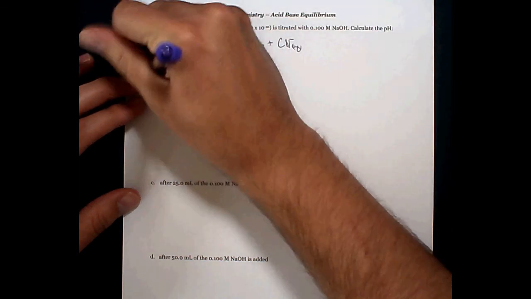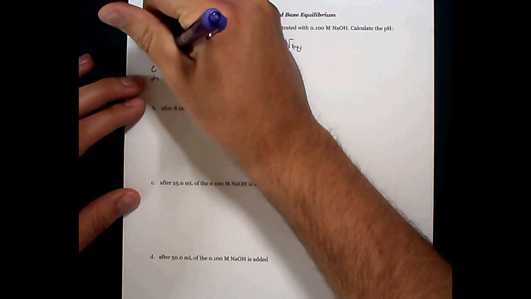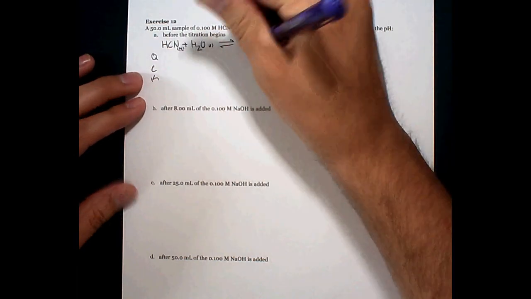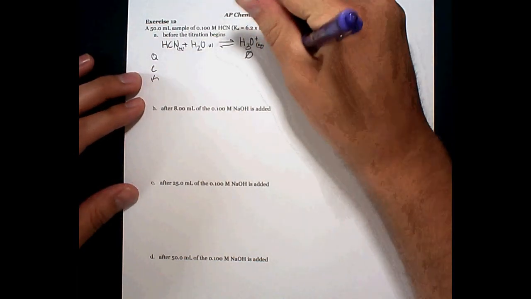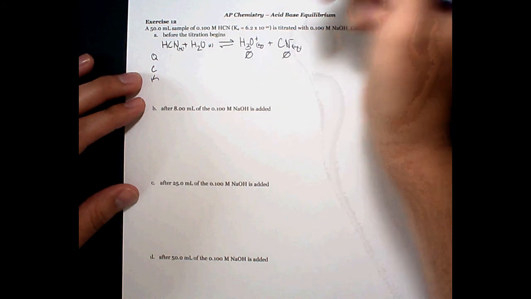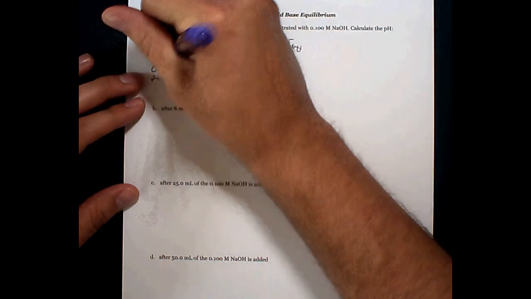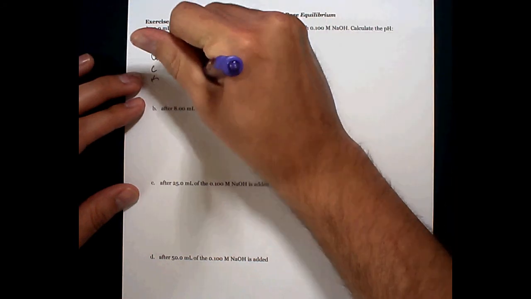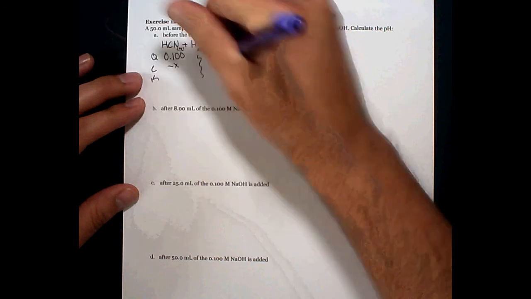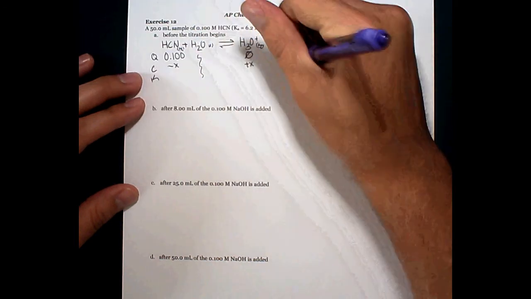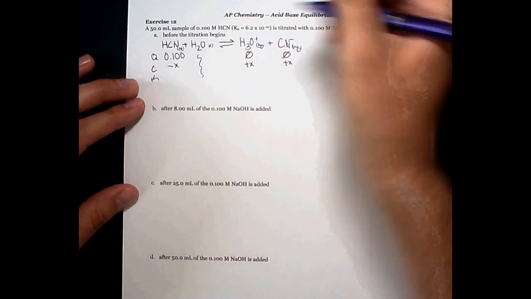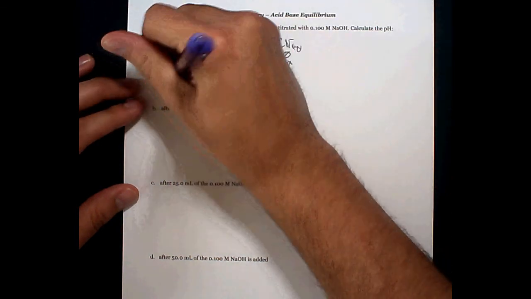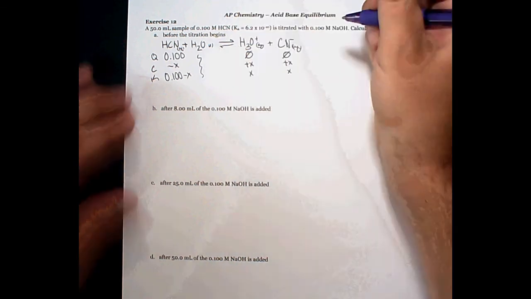So quack table. When we start, we have 0 of this, we have 0 of this. Our concentration is 0.100, and we don't care about the water. So we have minus x, plus x, plus x. So this is going to be 0.100 minus x. This is going to be x. This is going to be x.